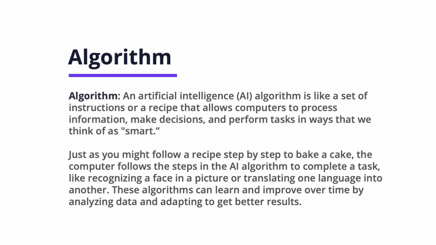What is an algorithm? So an artificial intelligence algorithm is like a set of instructions or a recipe that allows computers to process information, make decisions, and perform tasks in ways that we think of as smart. Just as you might follow a recipe step by step to bake a cake, the computer follows the steps in the AI algorithm to complete a task, like recognizing a face in a picture or translating one language into another. These algorithms can learn and improve over time by analyzing data and adapting to get better results.